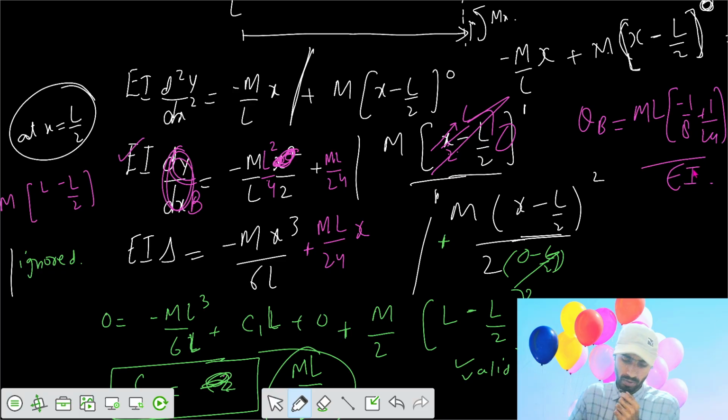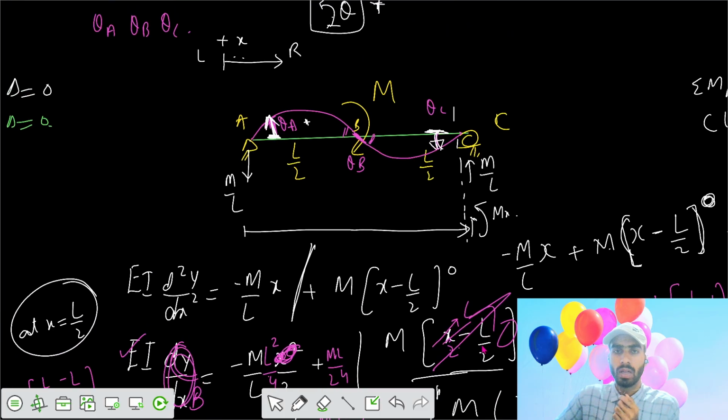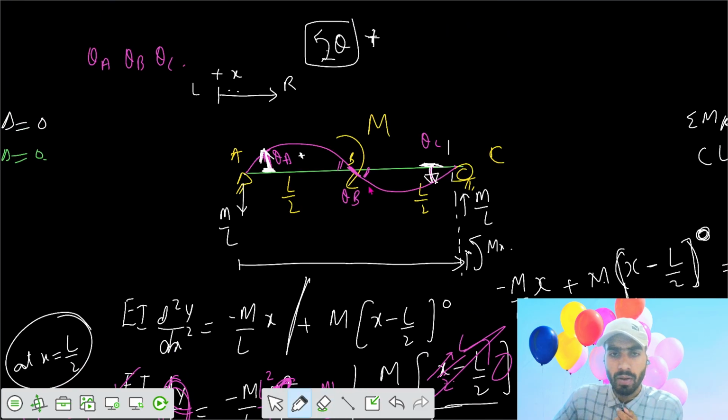So 24 inverse minus 8 inverse gives minus ML by 12 EI. We got a negative value. Negative means it should be clockwise. So at point B, from the x-axis, your theta is clockwise, and in this span also your theta is clockwise, negative.